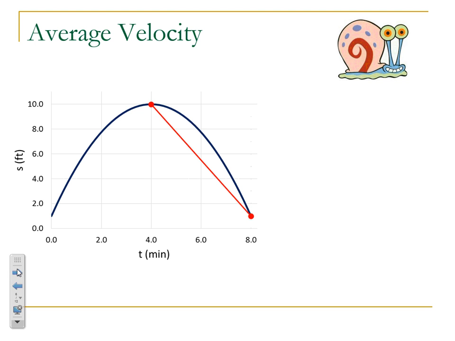Okay, so let's look at this in a different way. So this was from our second example. This is the time period that we looked at from 4 to 8 minutes. And we see we can draw in this red line. The slope of that red line then is going to be the average velocity over that time period.